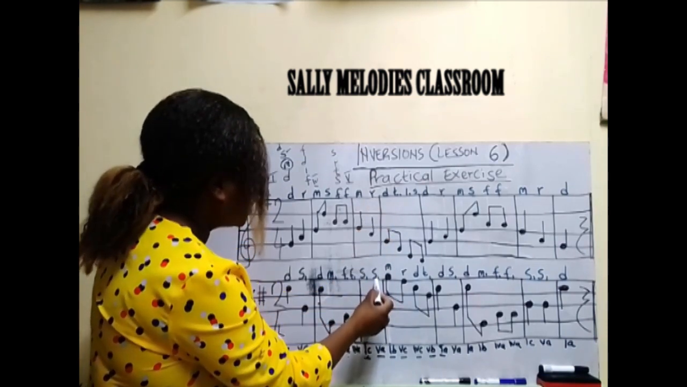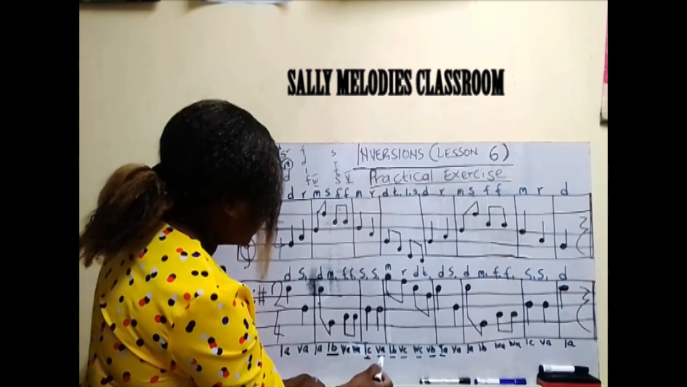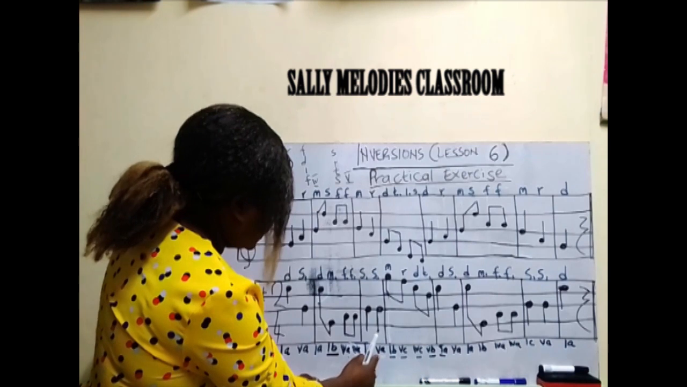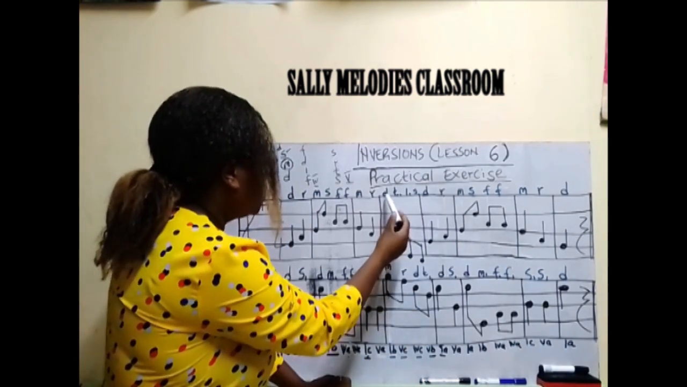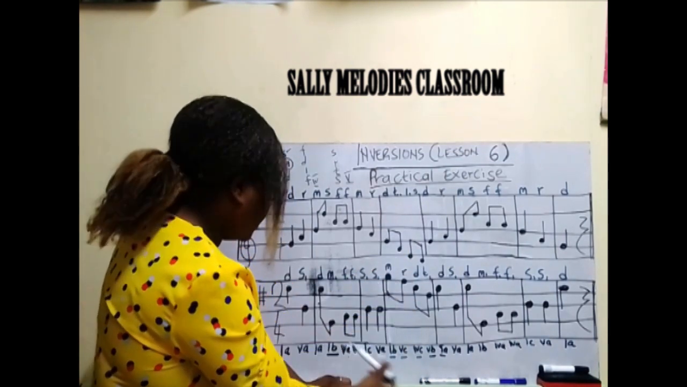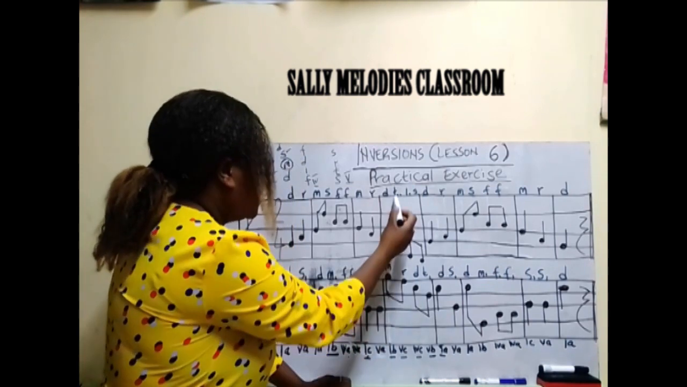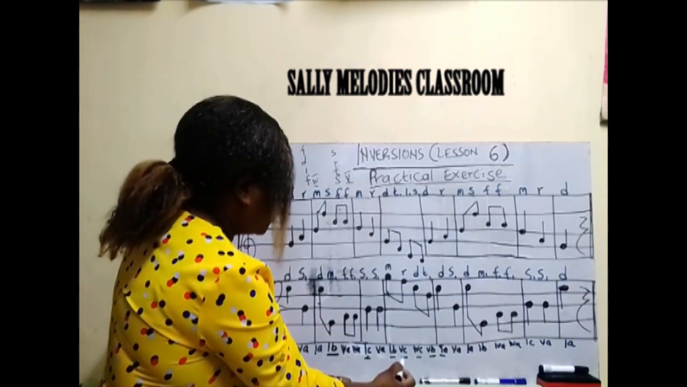So the root note is a so. It has not been inverted. So that is 5A. That is 5A. And then we come to do and mi again, we give it 1B. Ti and re, we give it 5C.